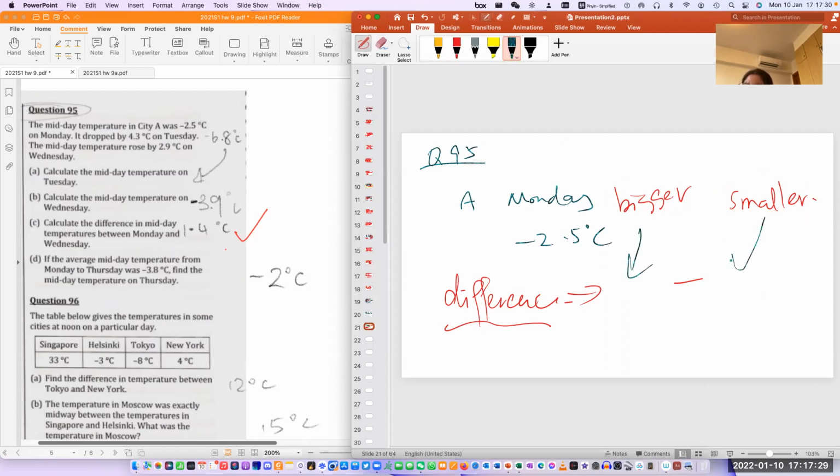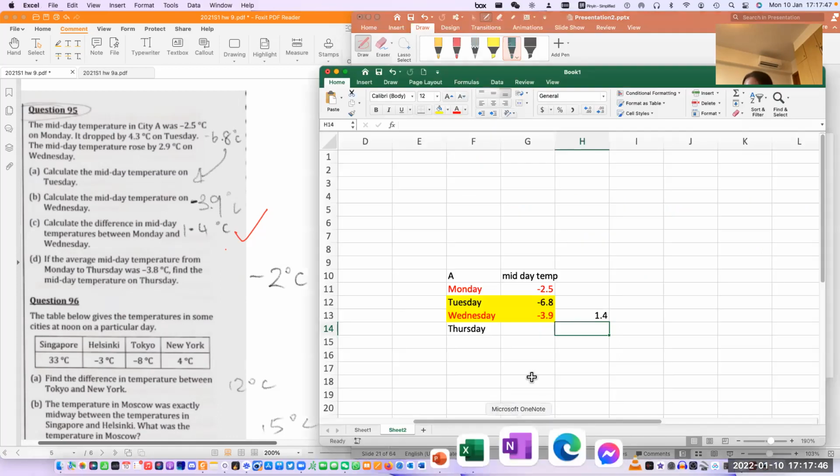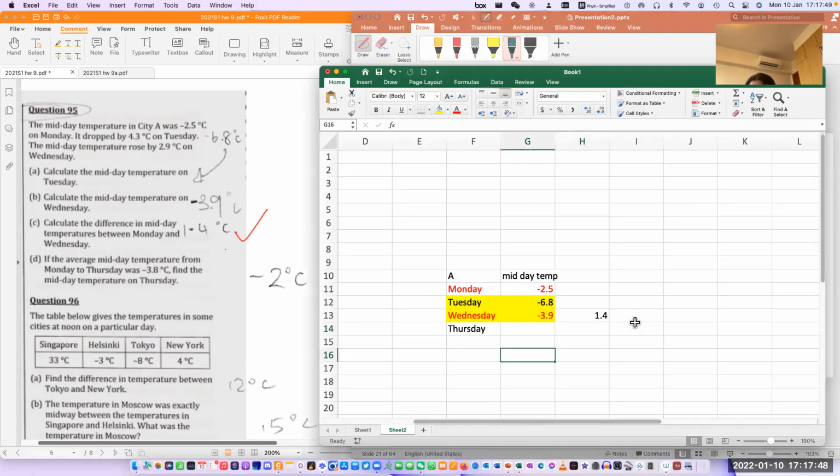Okay, bigger minus smaller. It will give you the difference. All right. Next, if the average midday temperature from Monday to Thursday was minus 3.8, find the midday temperature on Thursday. Okay, good. So I can actually make use of this. They say my average is minus 3.8. Okay. So in order to have an average of minus 3.8, you have 4 days, right?